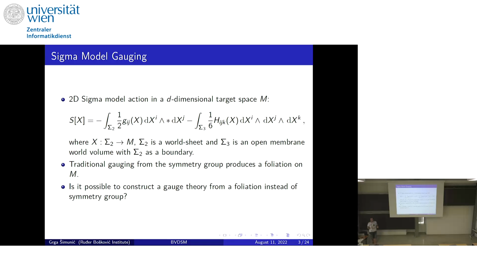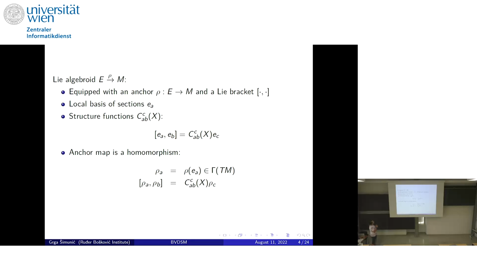What we are going to do here is think in reverse. We are not going to take the gauge group, but we are going to take a foliation and then see whether we can gauge this action along this foliation. Since the only thing we have is this foliation, we need to put up some additional mathematical structures that will allow us to deal with this. In a similar way that with usual group symmetries we gauge using the Lie algebra of the group, here we are going to construct a Lie algebroid over the target space. We will have some Lie algebroid E over M with anchor rho and some Lie bracket.